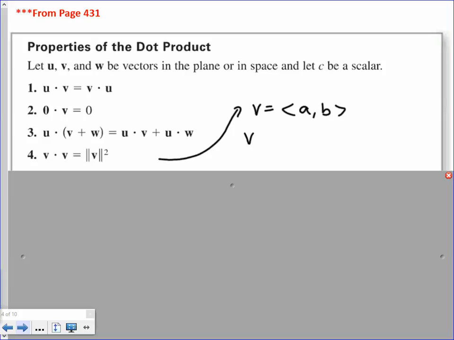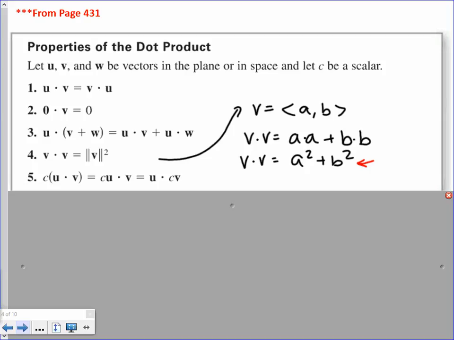If I were to do the dot product, v times v, then I would essentially be doing horizontal component a times a plus vertical component b times b, which when I simplify that, I would get the dot product v times v is a squared plus b squared. And a squared plus b squared should look pretty familiar to you. This is what's underneath the radical for magnitude. So the dot product of v times v is actually the magnitude squared. And so the radical isn't there any longer.